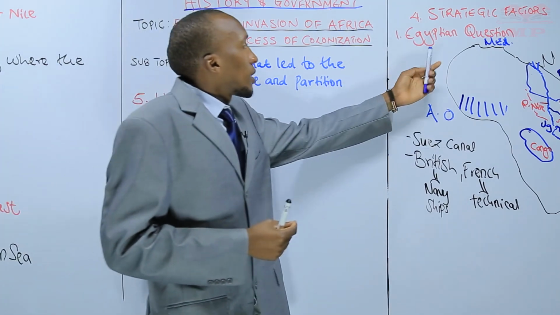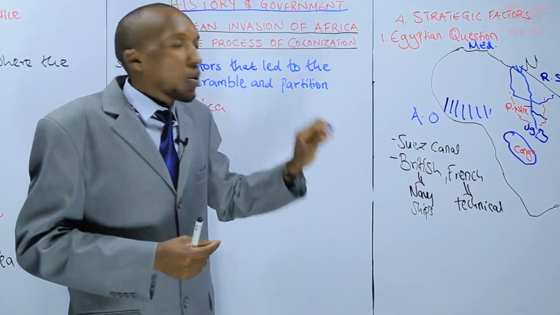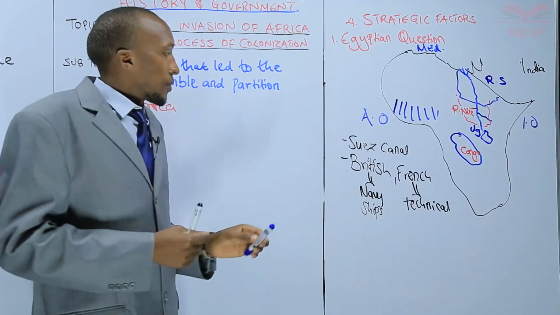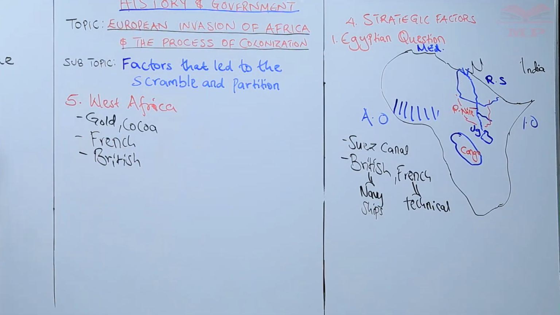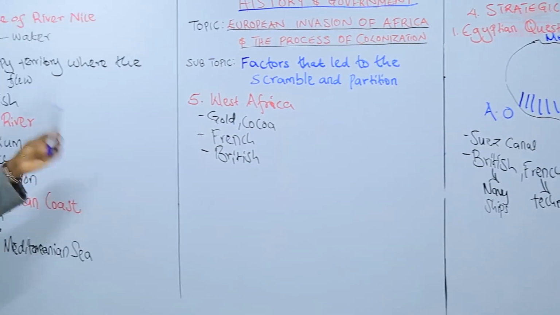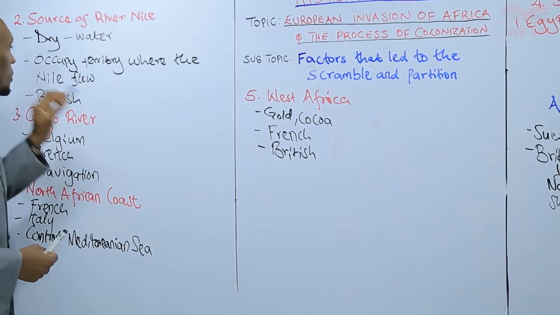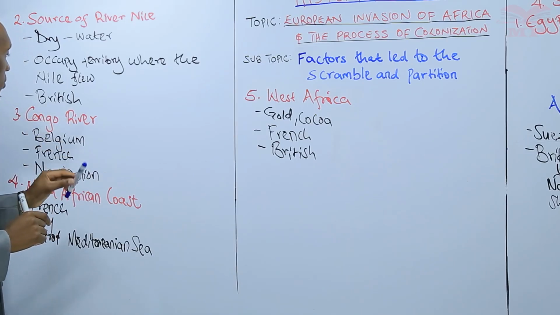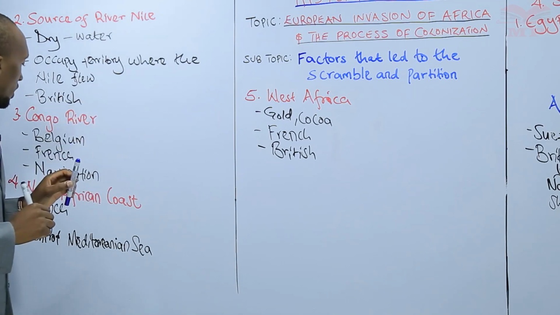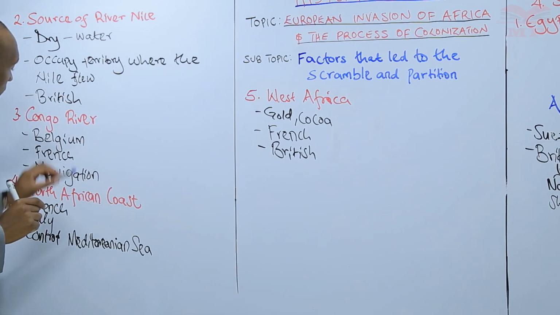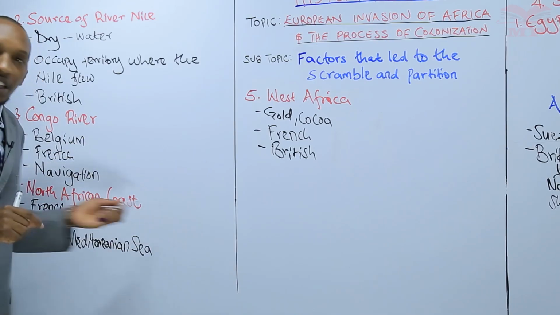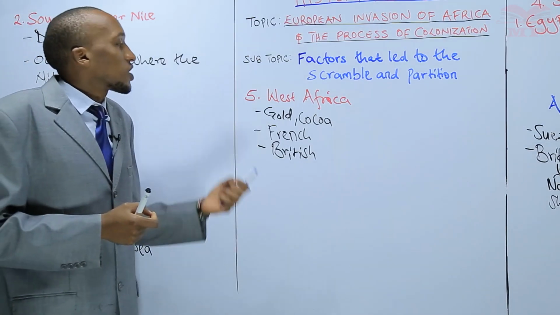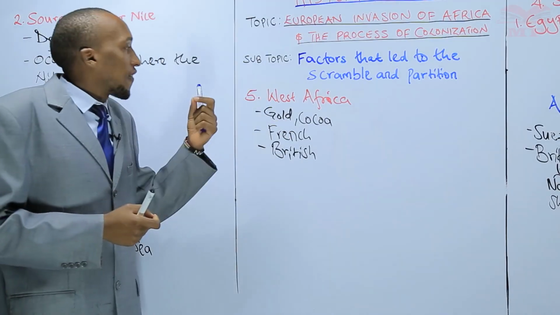Number one, I have discussed the Egyptian question, and I have explained to you, my dear learner, why it was very important to control Egypt as a territory, and I've mentioned the British took control of that. And then number two, we have looked at the source of River Nile as a factor, right? And I've mentioned why the source of River Nile was very important, because they needed to secure water that was flowing into Egypt. I mentioned the Congo River, which was very good for navigation or going inwards towards Central Africa. And then the North African coast, that is the control of the Mediterranean Sea. And then when you talk of West Africa, you talk of the resources. The European powers wanted to control the resources that were found in West Africa.